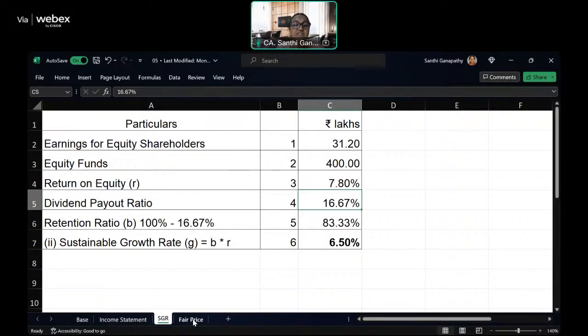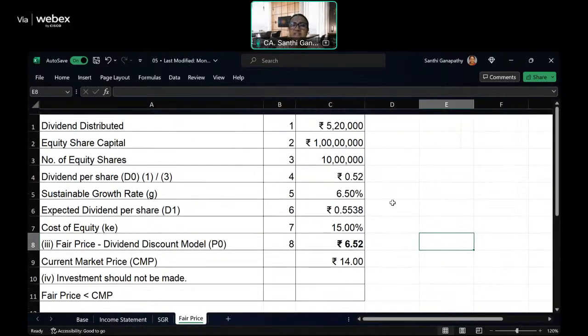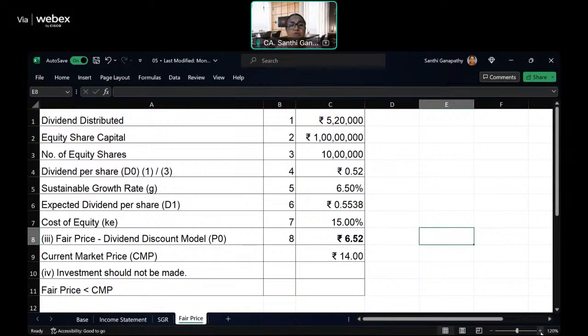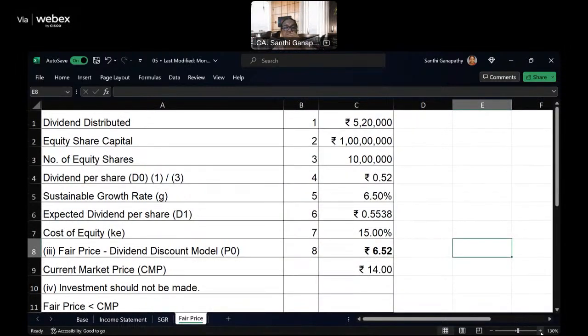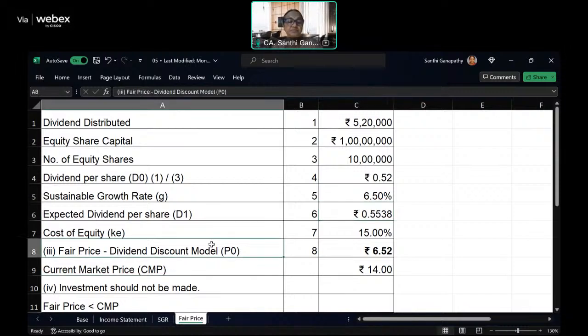Fair price, we will use Gordon's model. Gordon's model is a very important valuation model. So we have dividend per share, the expected, so D1 divided by KE minus G. D0 is equal to D1 divided by KE minus G.